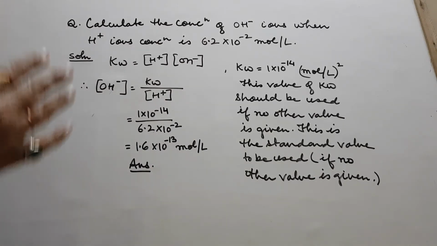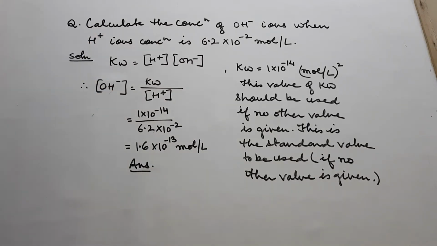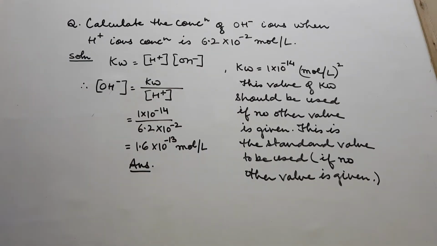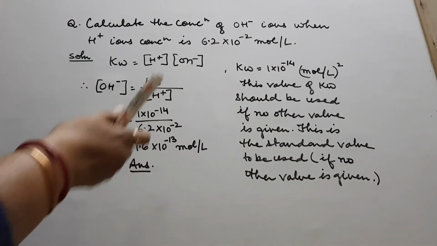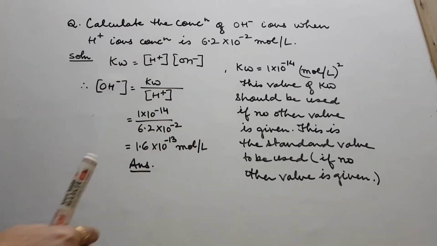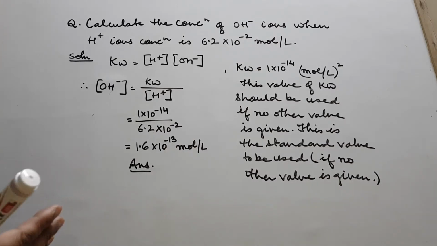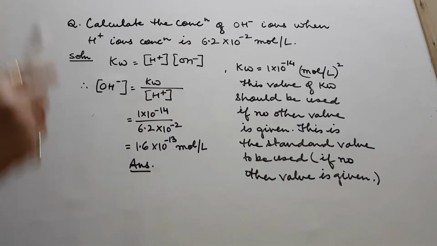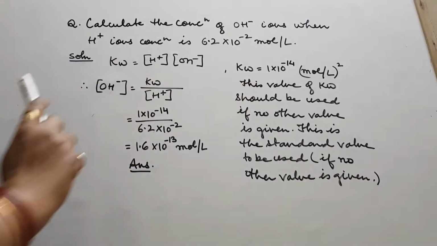So what happens during calculations, a standard value was used, and that was the same value which we had at 22 degrees Celsius, and that was taken as the standard 1 into 10 to the power minus 14. You know very well, if temperature increases, this value will increase. But Kw at 22 degrees Celsius was very close to our normal room temperature, which is taken for granted as 25 degrees Celsius, so there is not much of a difference. Hence, for calculation purposes, this value of Kw was used.